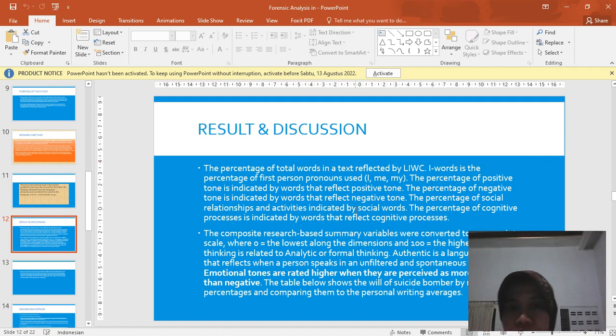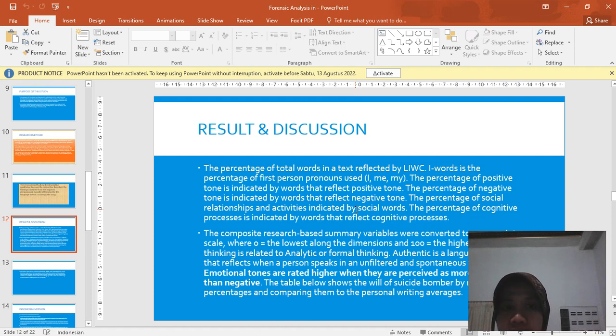The percentage of the total words in a text reflected by LIWC. I words is the percentage of first-person pronouns used, such as I, me, my. In Bahasa Indonesia, saya, aku, ku. The percentage of positive tone is indicated by words that reflect positive tone, like senang, happy, great, love, and etc.